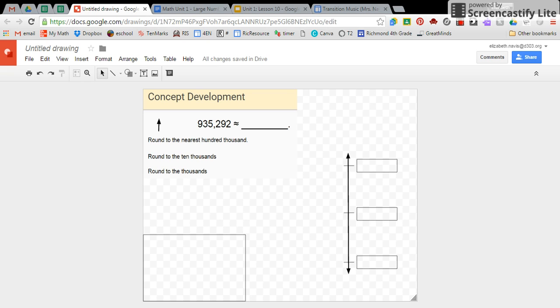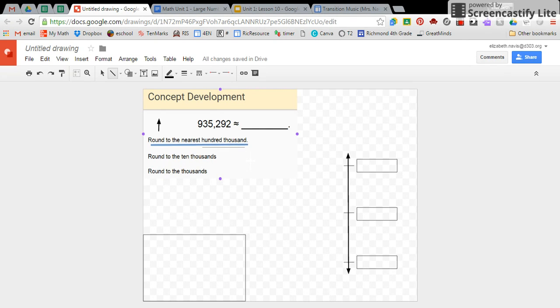We're going to round this number. I want you to practice reading it. So go ahead and quietly read this number to yourself. This number is 935,292. When I look down here at my first step, it asks me to round to the nearest 100,000.